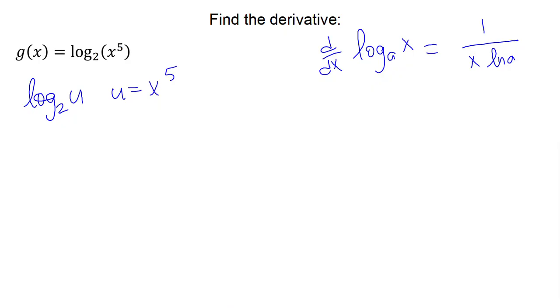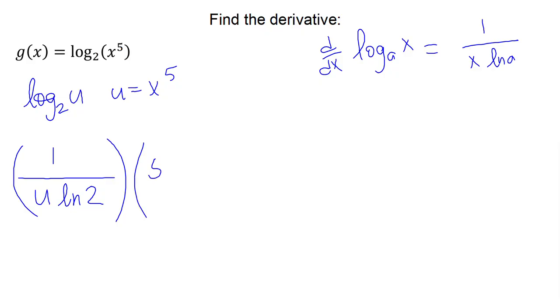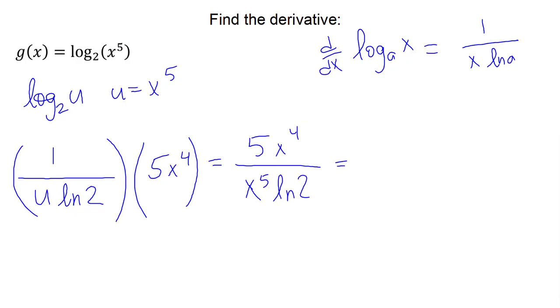So we need to take the derivative of log base 2 of u, which is 1 over u times the natural log of 2, right, according to that rule that we've got over there. And then multiply that by the derivative of x to the 5th, which is 5x to the 4th, which ends up giving us 5x to the 4th over x to the 5th, because that's u, natural log 2. Or in the end, just 5 over x ln 2 when you cancel the x to the 4th over the x to the 5th.